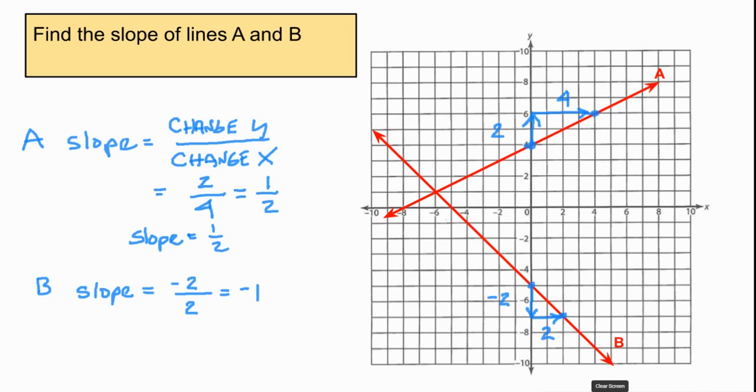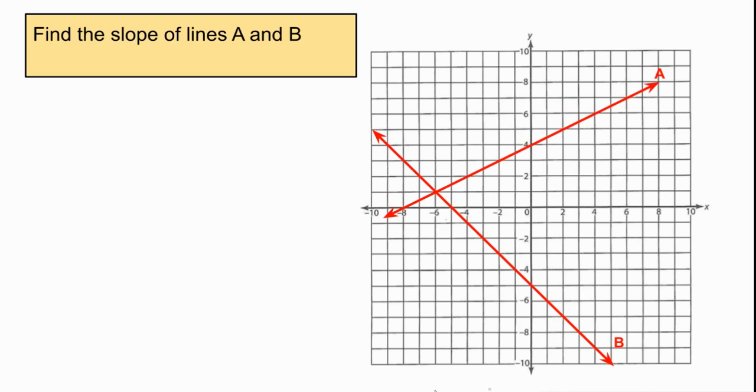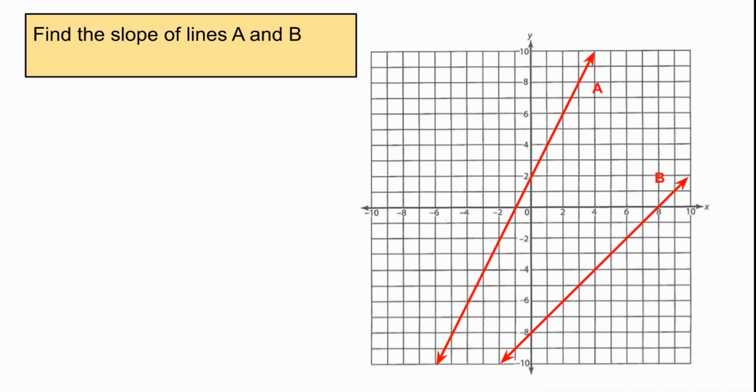So let's clear that selection and move on to your practice questions. And there are 2 more lines, line A and line B. So use that same approach. Find the 2 points that clearly go through intersections, and then count off the change in y and the change in x, and set up your fraction and simplify it.